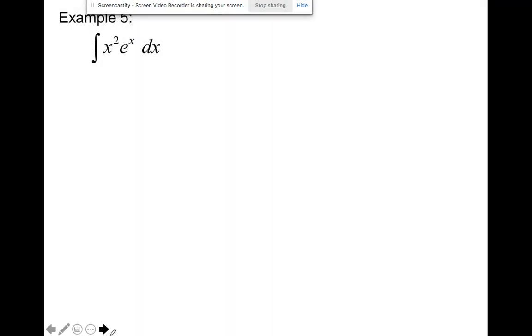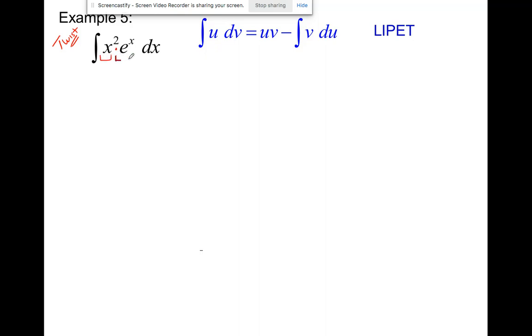A little bit of a twist, though. This starts off just fine. A little bit of a twist on there, and I don't see it coming. I recognize I have a product, factor 1, factor 2. Using LIPID, I'm going to choose who? The polynomial, right? I'm going to choose x squared, the polynomial. I didn't have logs, I didn't have inverse trig, but I did have a polynomial. That was my u. Get out your highlighter, cover up u. Everybody else is dv.